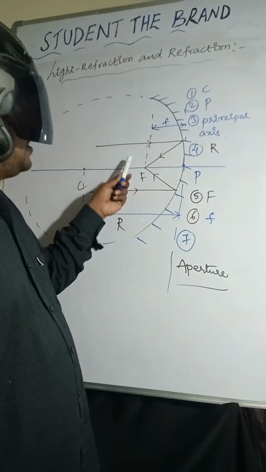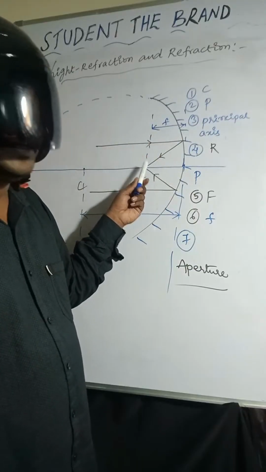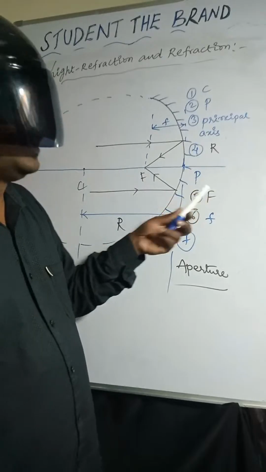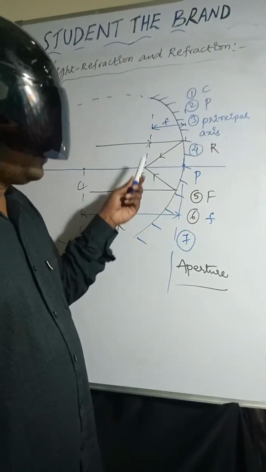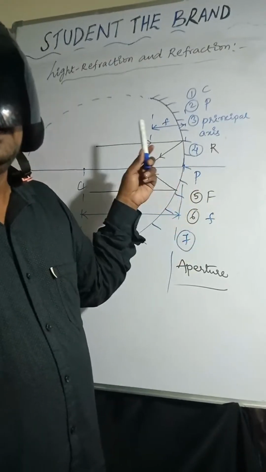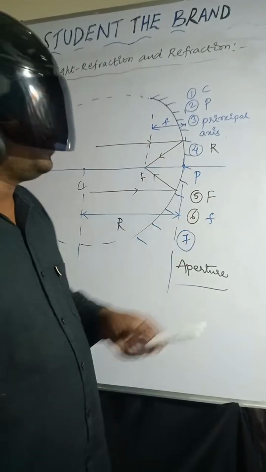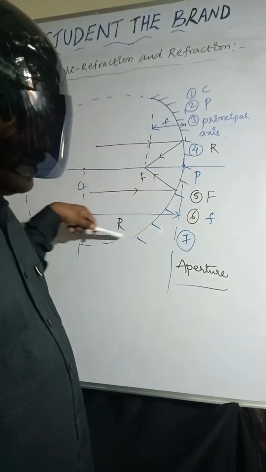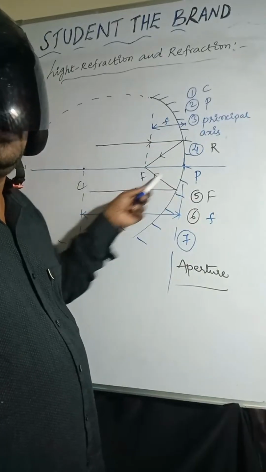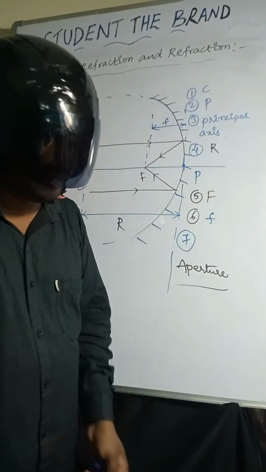After reflection, all light rays will meet at one point on the principal axis, which is called the focus. The distance between the focus and pole is called the focal length, and the width of the mirror is called the aperture. I hope it is very clear.